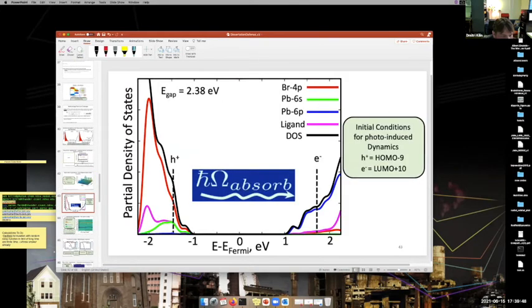Question from Levi. What does it mean for a transition to be bright? Did you show the oscillator strength formula? I did in my methods, but I have to go through and copy and paste some of the equations to the relevant slides. Okay. Next question from Levi.